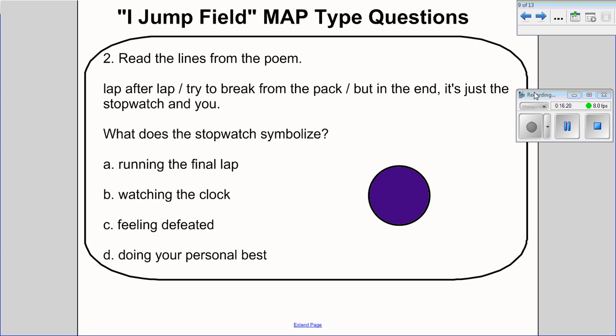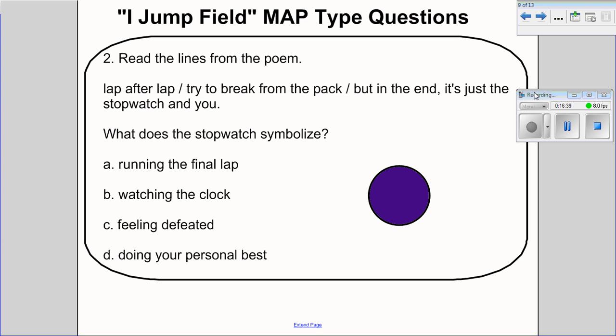All right, please go ahead and read this question to yourself. Pause the video, answer it, and restart it once you've answered the question. The question is asking us, what does the stopwatch symbolize? So I have to think about, okay, what's the bigger picture here? Hopefully we've figured that out through the analysis of our poem that we did together.